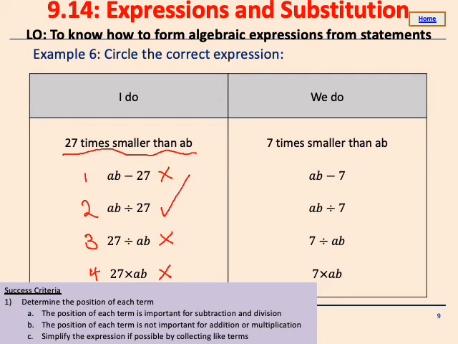So we are completing AB split up into 27 equal parts. We're dividing by 27. So that is the correct expression for that statement. Pause the video now and give yourselves 30 seconds again to find the correct expression that matches this statement.